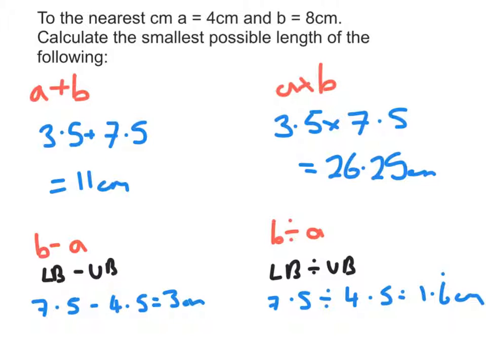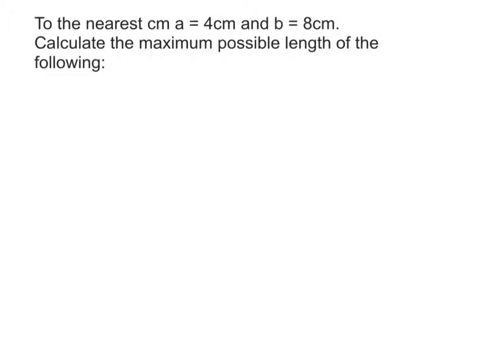So adding and timesing are quite straightforward, but subtracting and dividing are the ones you have to be careful with. So for this question, I'm just going to concentrate on subtracting and dividing as they are the most confusing. Adding and timesing is straightforward.